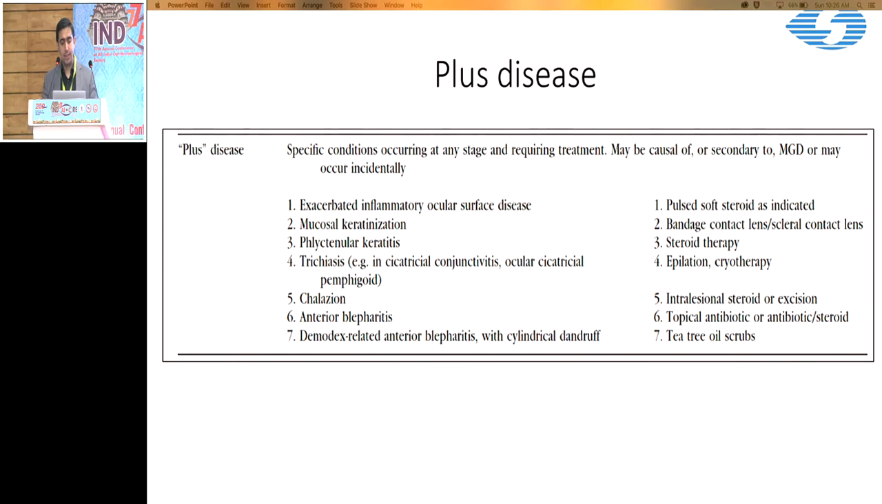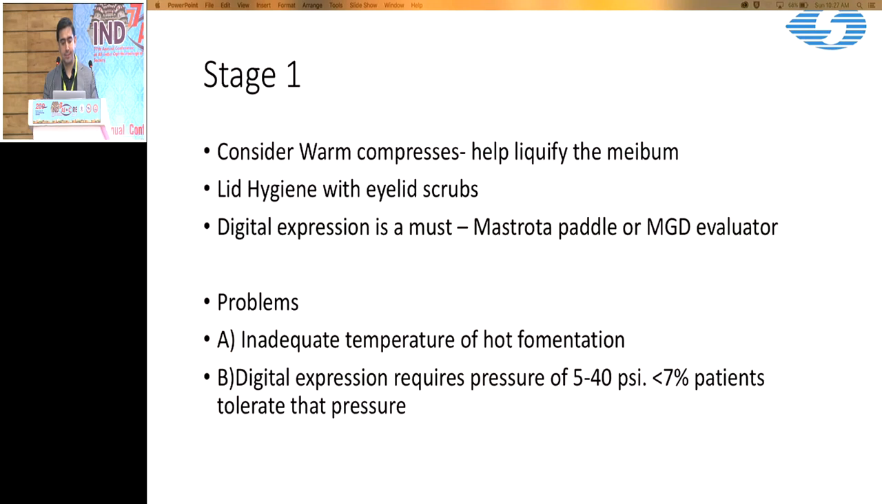There's something called PLUS disease. Now, what is this? Specific conditions which kind of go along with it. So flictenular keratitis, mucosal keratinization, trichiasis, etc., all come under PLUS disease. So in stage 1, consider warm compresses that help liquefy the meibum, lid hygiene with eyelid scrubs, and digital expression is a must. But what I mentioned is the problem with this is not all our patients tolerate that kind of pressure. So the MG evaluator and certain therapies that give a constant amount of pressure which can be tolerated are helpful.